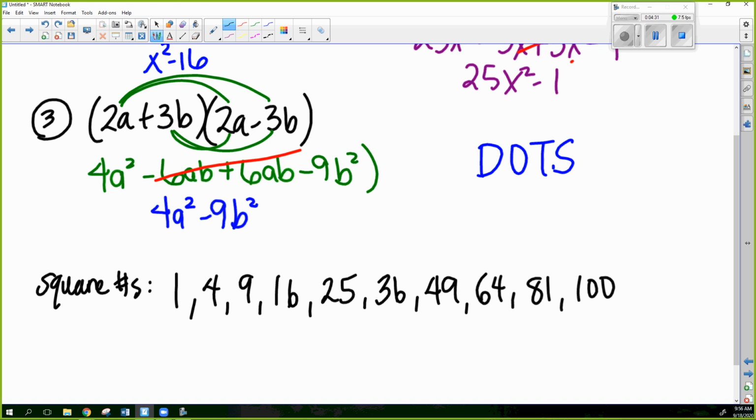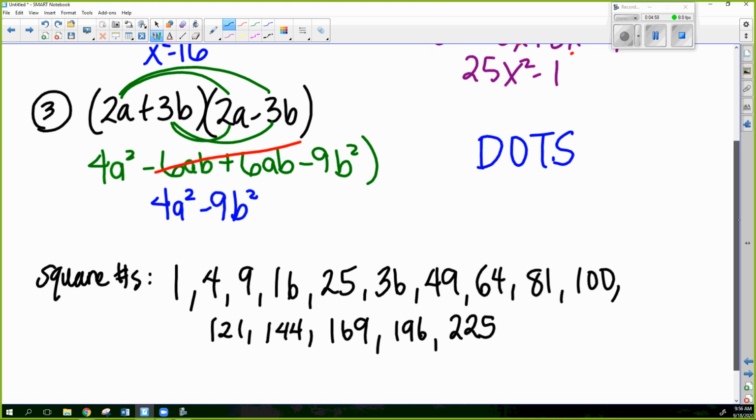So 11 squared, 121, 12 squared, 144, 13. It's okay if you don't know them all, because you'll be able to use your calculator. You just take the square root and figure out where it came from. 14 is 196, and 15 is 225.